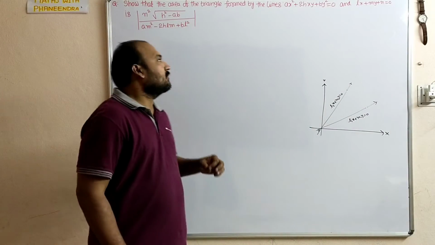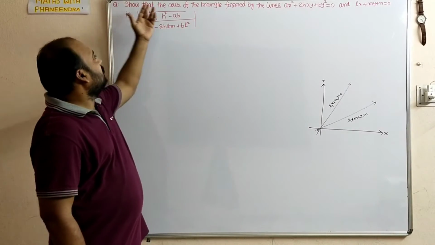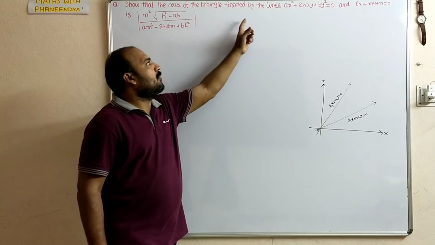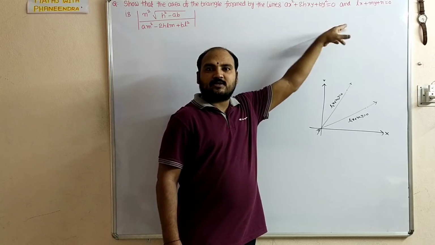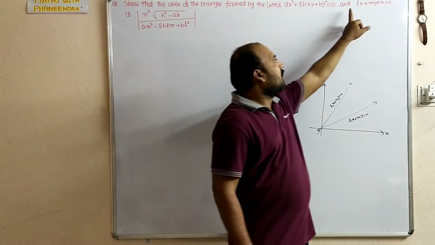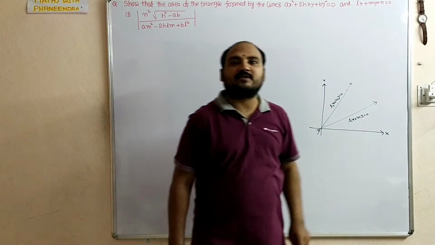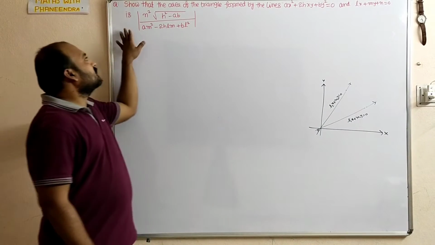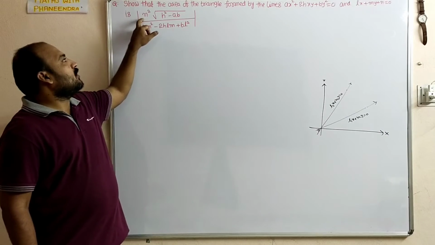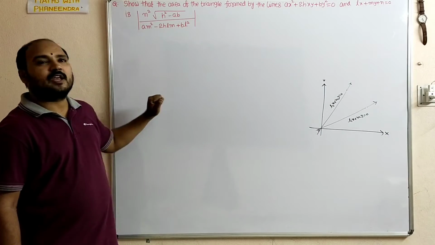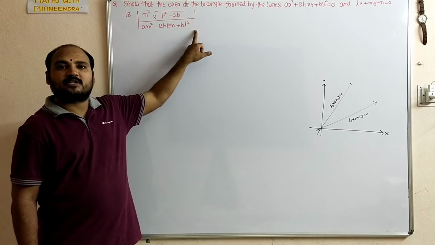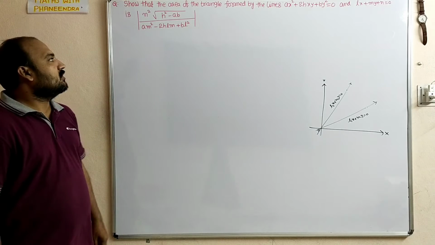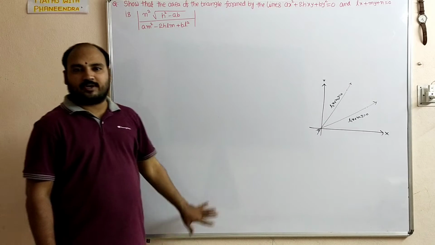The first question: show that the area of triangle formed by the lines ax square plus 2hxy plus by square equal to 0 and the line lx plus my plus n equal to 0 is mod n square into root of h square minus ab divided by am square minus 2hlm plus bl square. This result we have to prove.